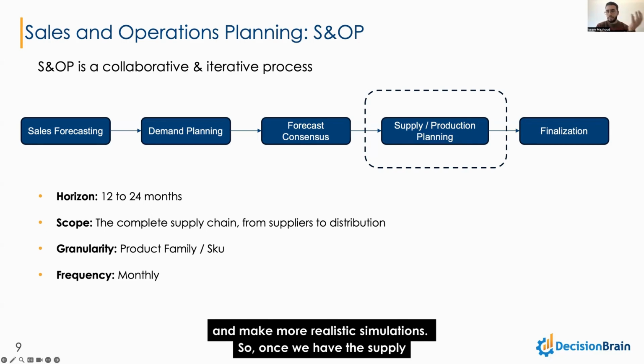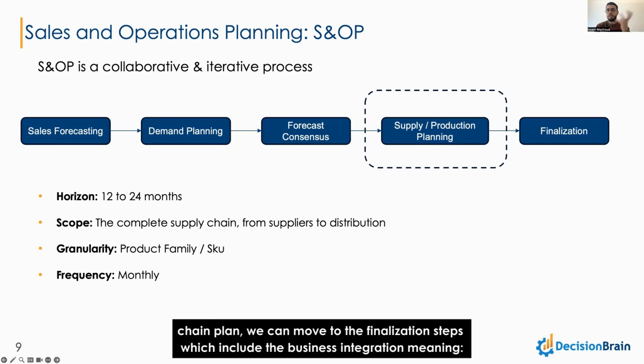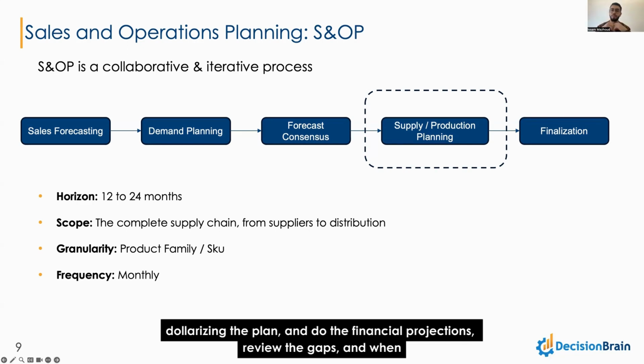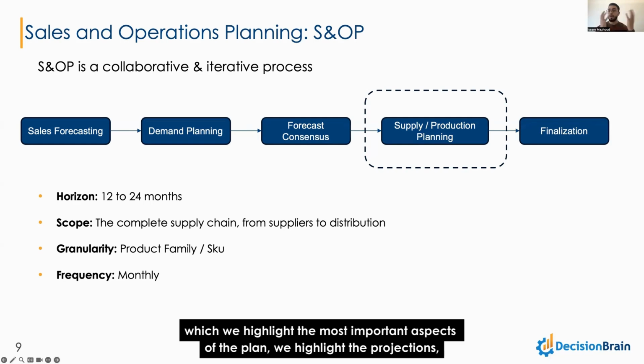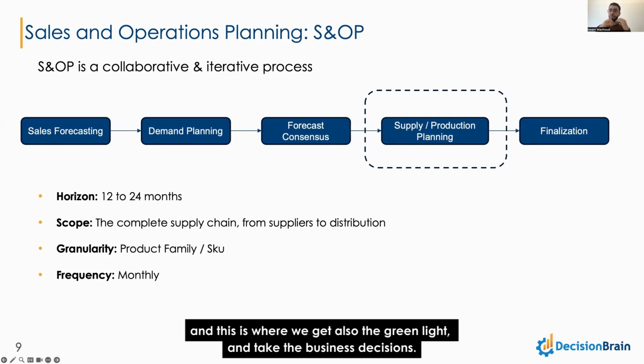So once we have the supply chain plan, we can move to the finalization steps, which include the business integration, meaning dollarizing the plan and doing the financial projections, reviewing the gaps, and when necessary, making an action plan. And then we have the executive review, in which we highlight the most important aspects of the plan and the projections, and this is where we also get the green light and take the business decisions.